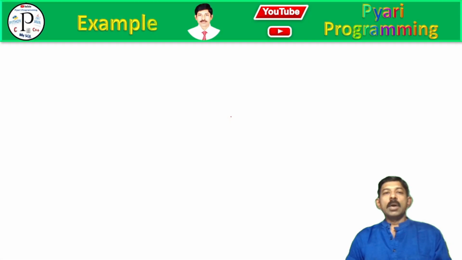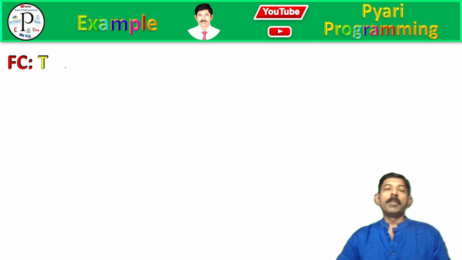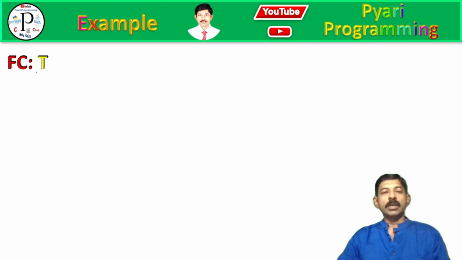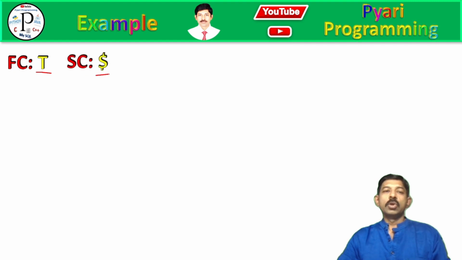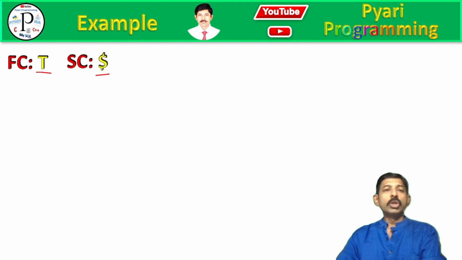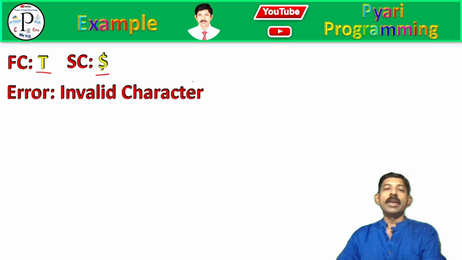So let's see an example to get a little bit better idea. Suppose user has entered the first character as T and second character as $. In that case, it should display a message called invalid character because the $ symbol is not an alphabet.